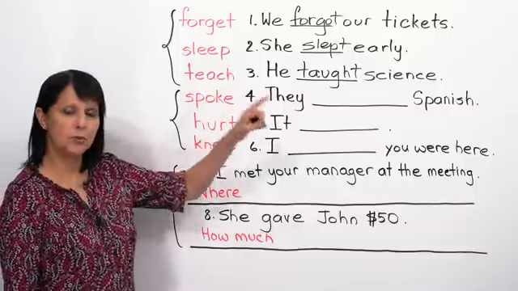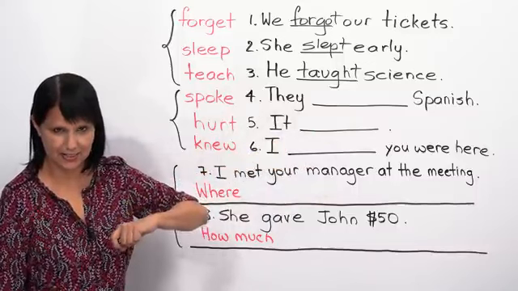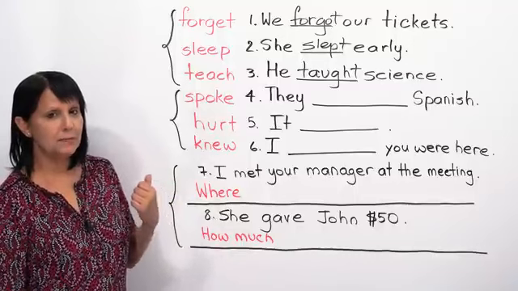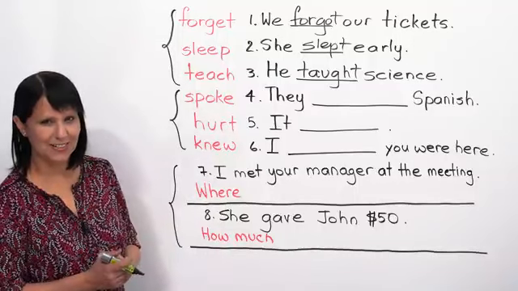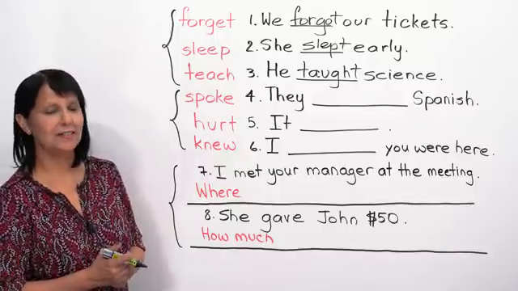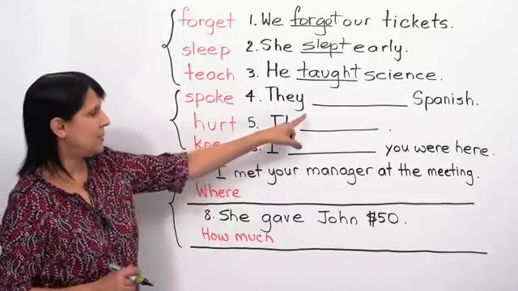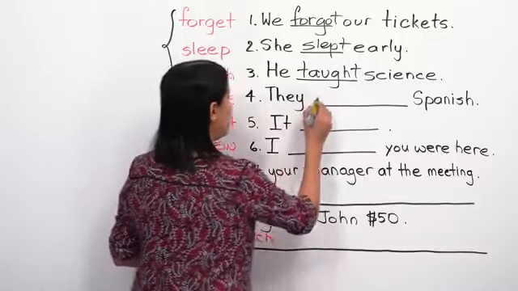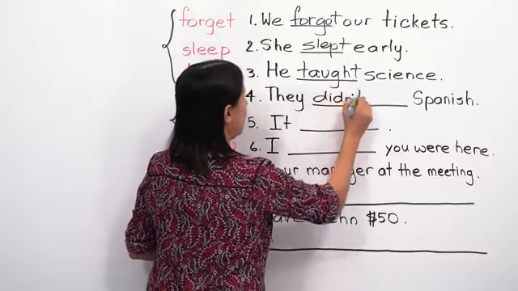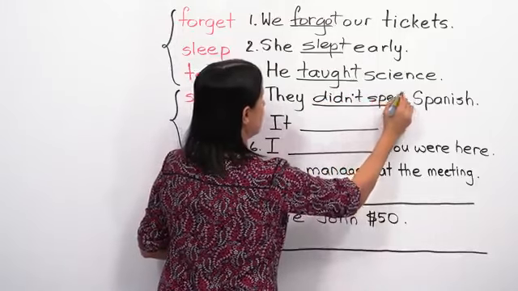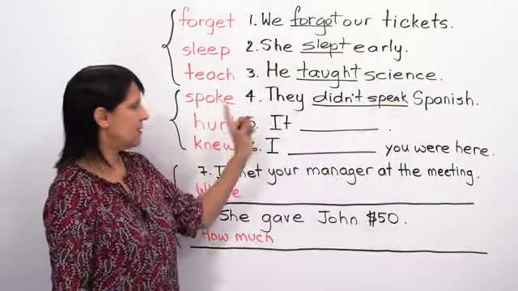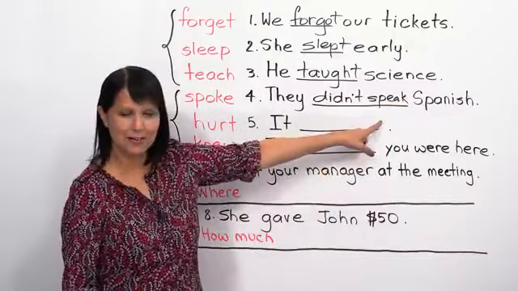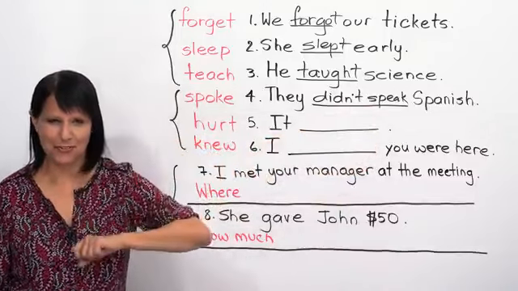Now, here we have the past tense form already of these irregular verbs. But what we're going to do is we're going to make this sentence a negative sentence. All right? So, the verb is spoke. Spoke is the past tense of which verb? Speak. Good. So, now how do we make it negative here? They didn't speak Spanish. Okay? They spoke Spanish. They didn't speak Spanish. Remember, we're coming back always to the base form of the verb.